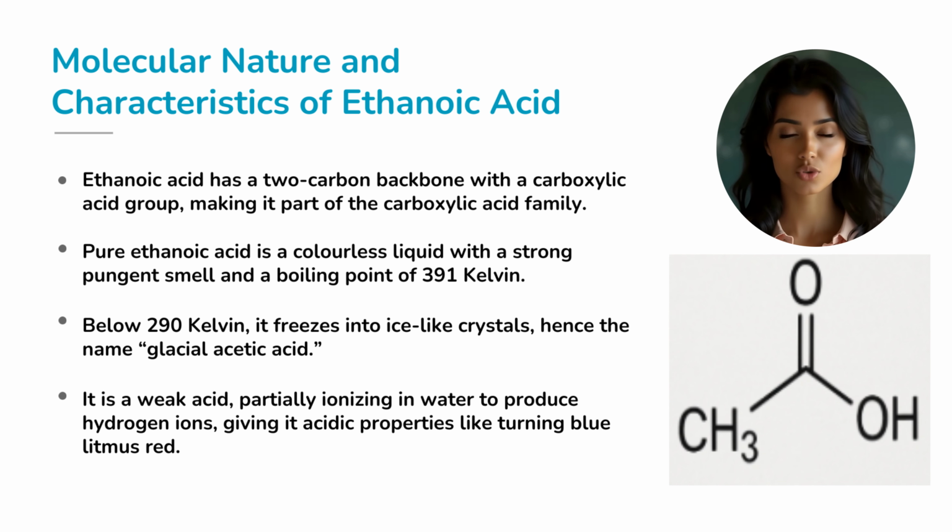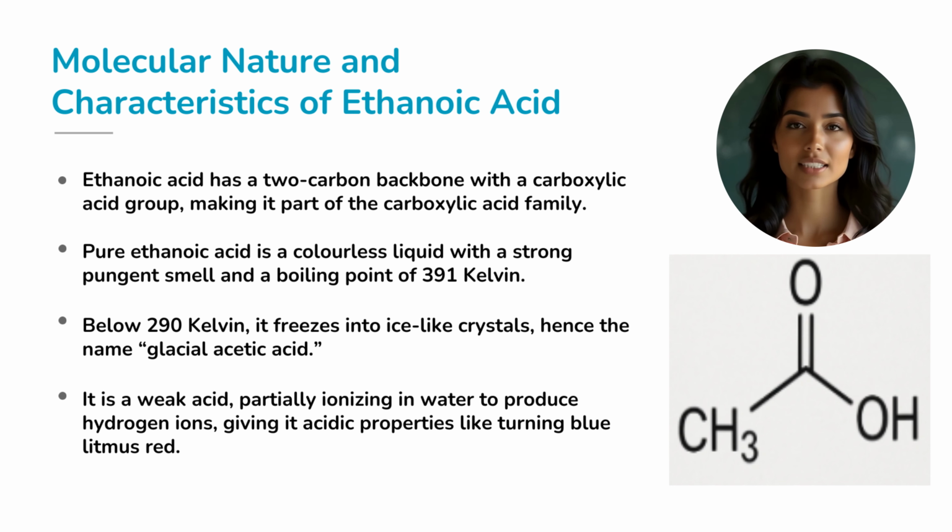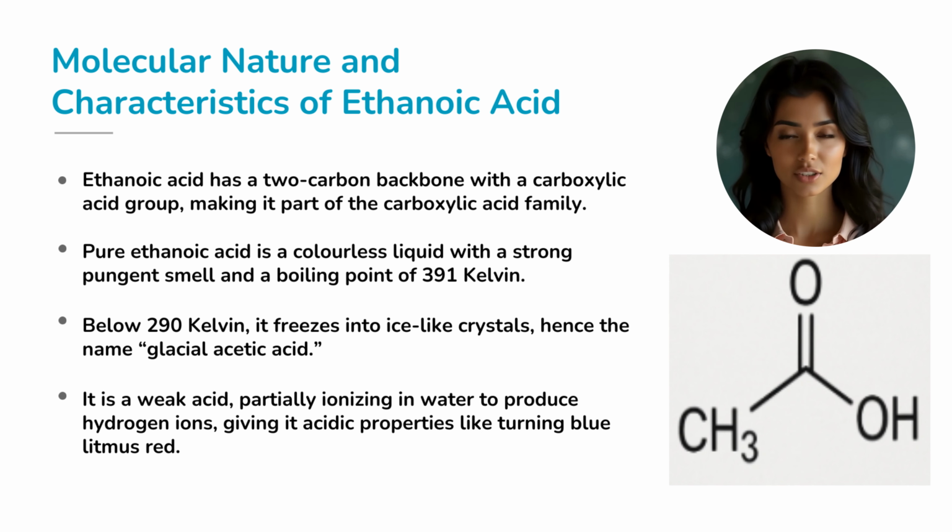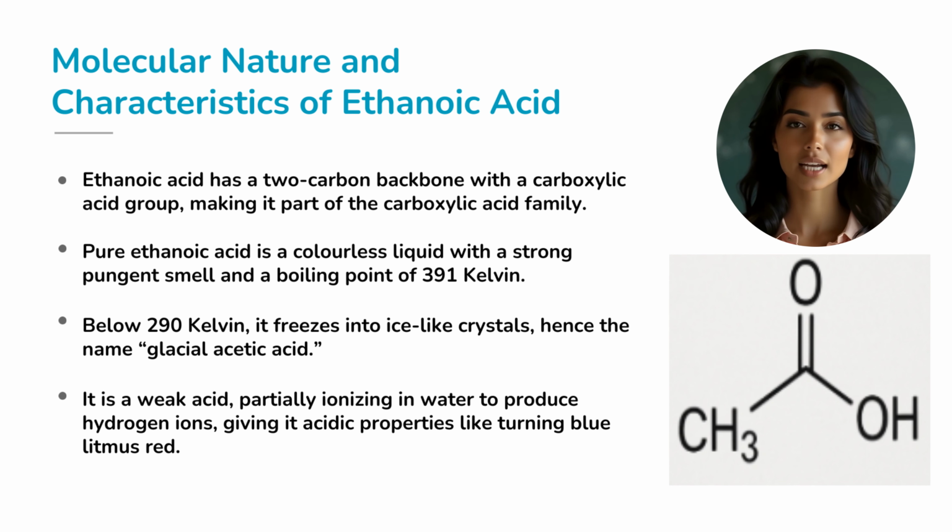When cooled below 290 Kelvin, it freezes into ice-like crystals, which is why pure ethanoic acid is called glacial acetic acid. It is a weak acid, meaning it only partially ionizes in water, producing hydrogen ions and acetate ions. This partial ionization is why it turns blue litmus paper red, but does not conduct electricity as strongly as a strong acid like hydrochloric acid.